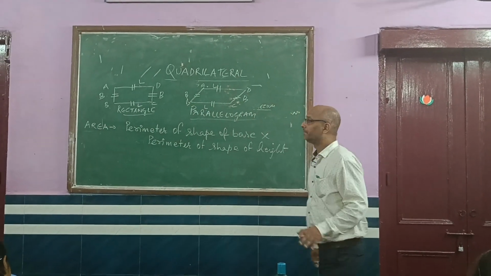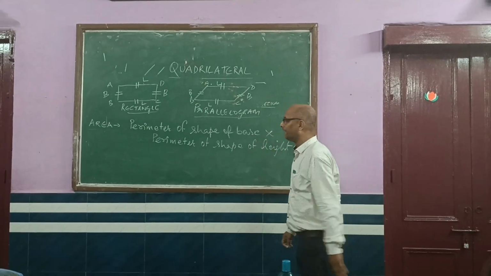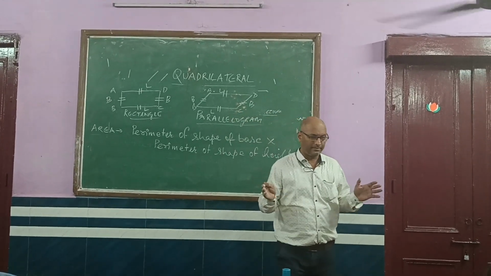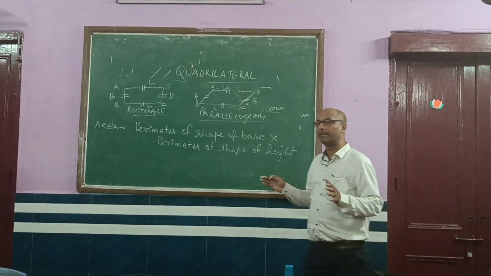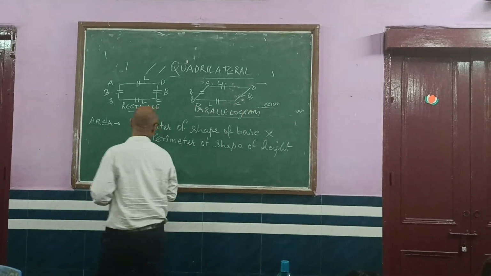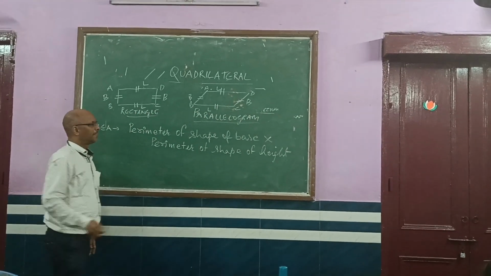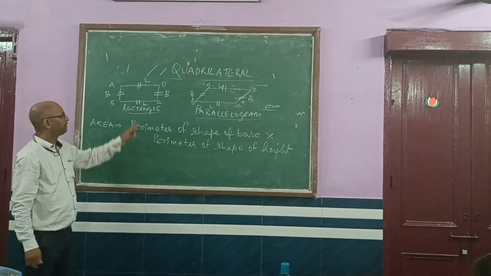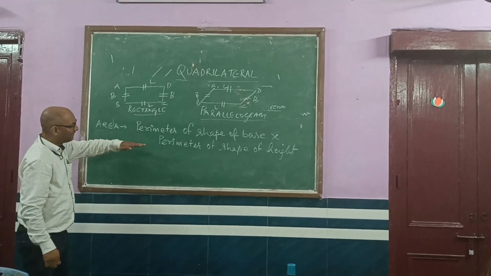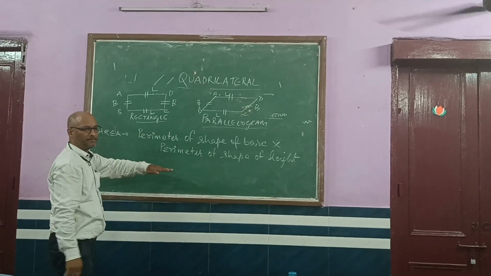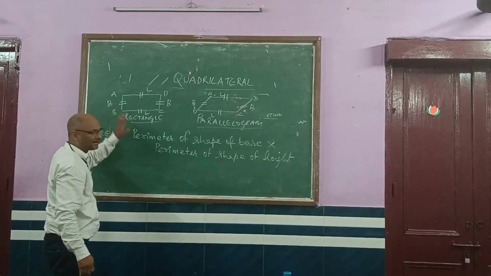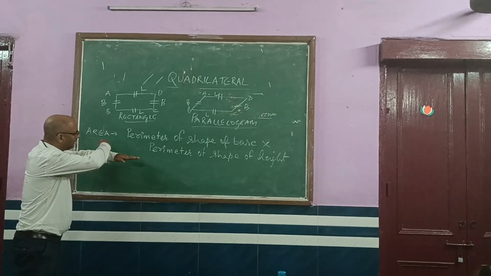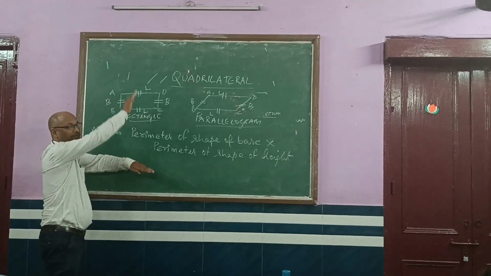Now look at area. This is the basic formula of area. What is the basic formula of area? Perimeter of shape of base into perimeter of shape of height. Now look from the back side. In this case, what is base? Base means on which somebody is standing. So what is the base of this rectangle? BC. BC is the base. This rectangle is standing on BC.